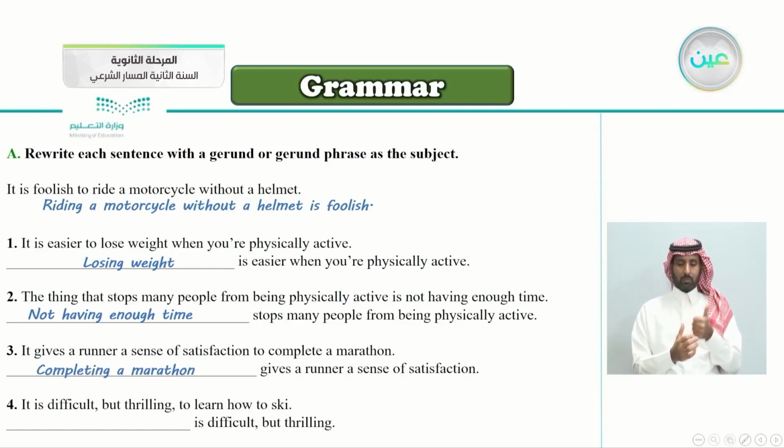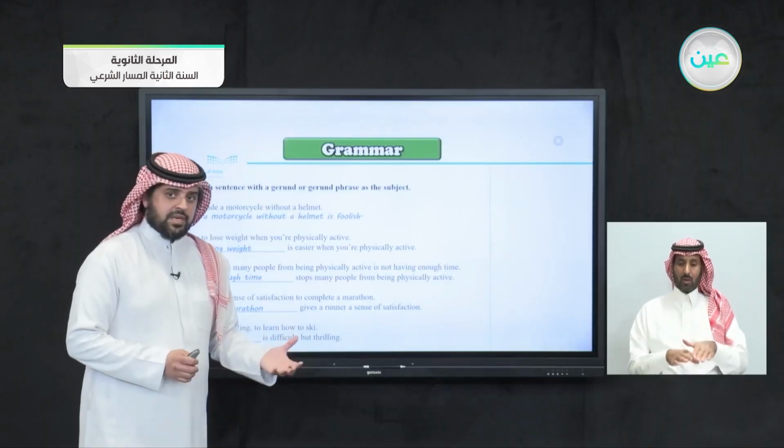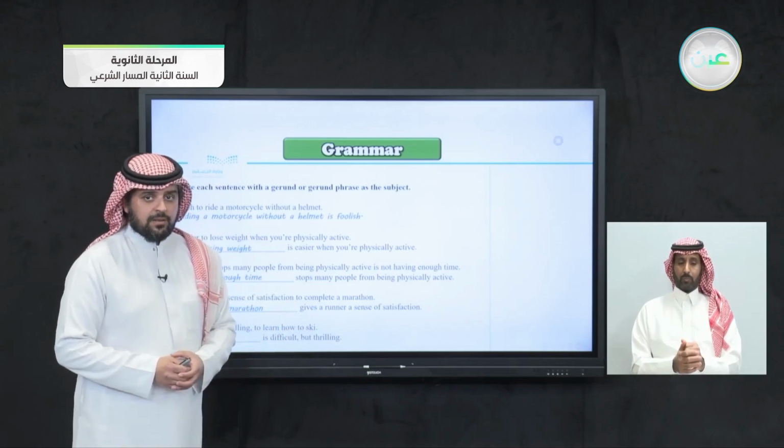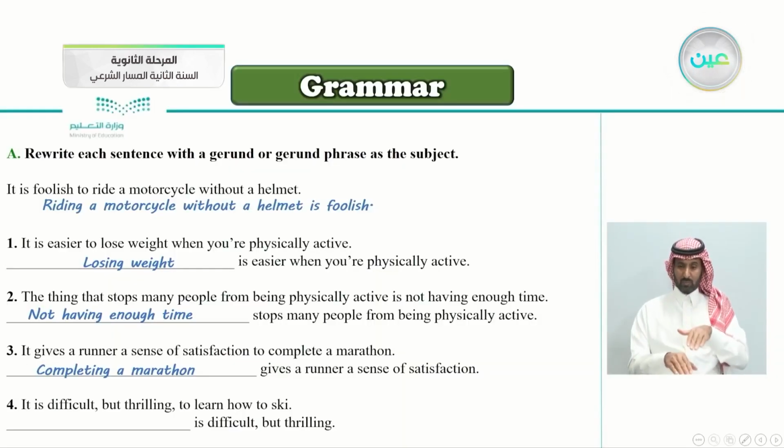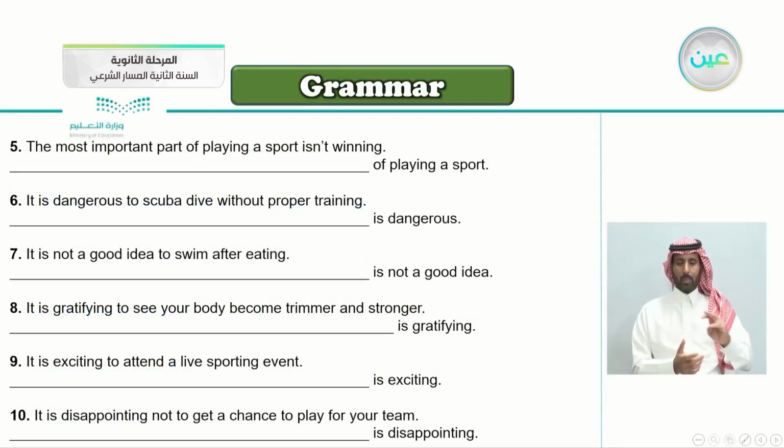Number four, it is difficult but thrilling to learn how to ski. So what is difficult but thrilling? And use a gerund here. Yes, of course, it's learning to ski or learning how to ski. So learning to ski is difficult but thrilling, and the gerund here is a subject.